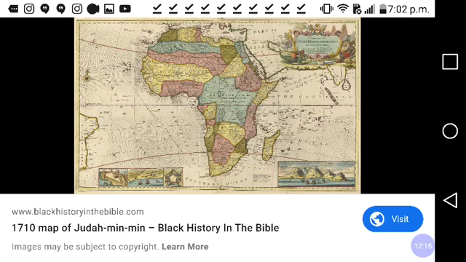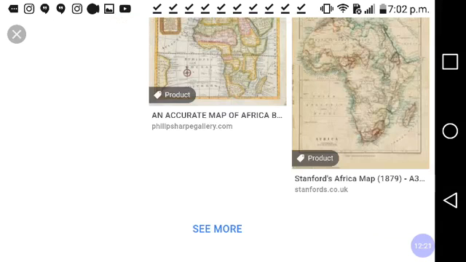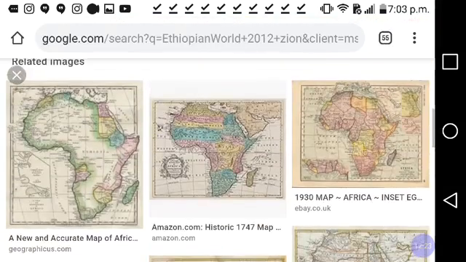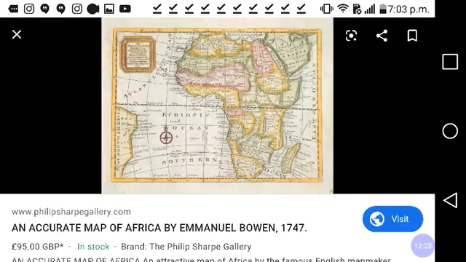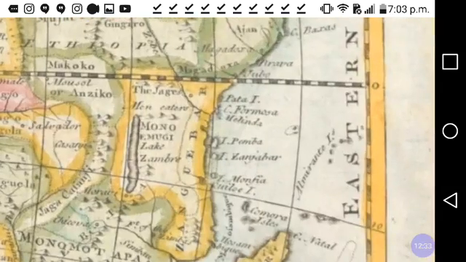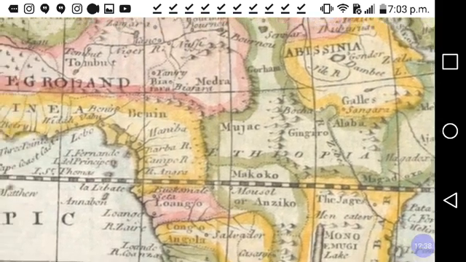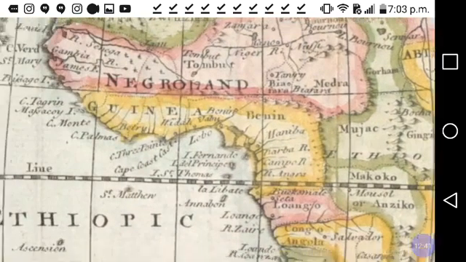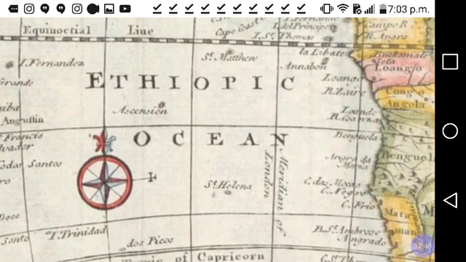All right, so we're going to backtrack for a moment. Go back here for a moment. Now, when was this map? Which year was this map? 1747. Now, note over here on this particular map, Ethiopia seems to have a smaller location, but still is in the same relative location in the Ethiopic Ocean. Here it's called ocean. There's a difference between a sea and an ocean. So let's just note that as well for the record.